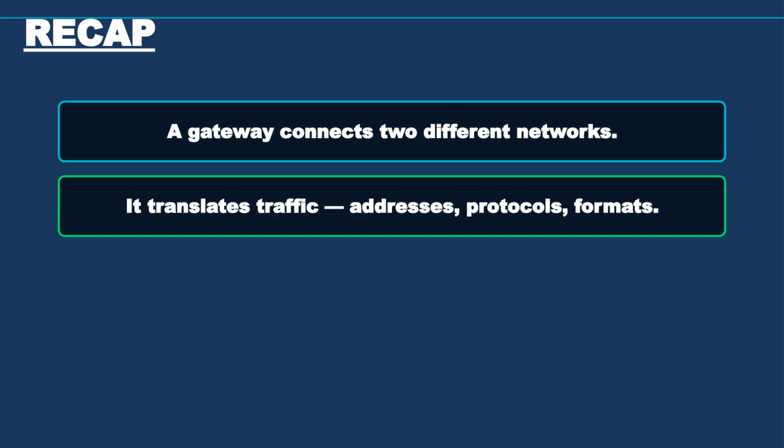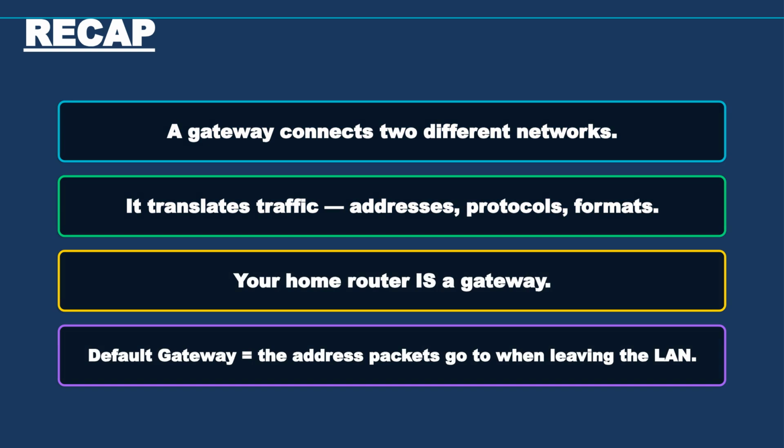To recap, a gateway connects different networks and translates traffic. Your home router is a gateway, and the default gateway is the address for non-local traffic.